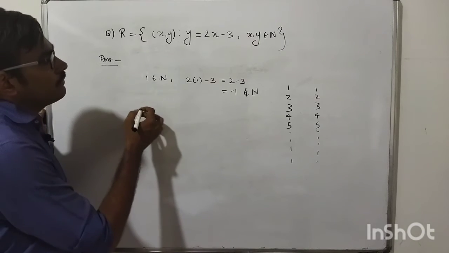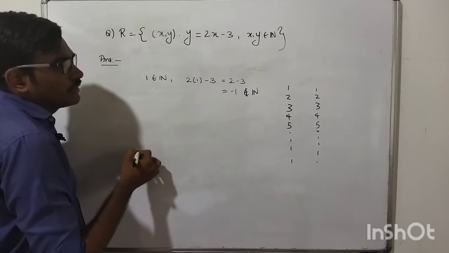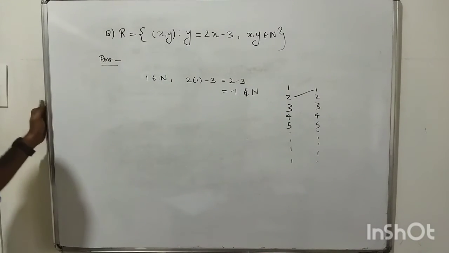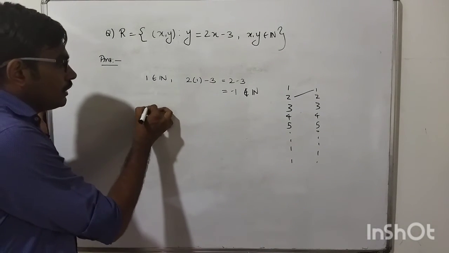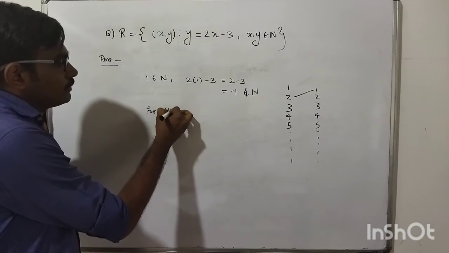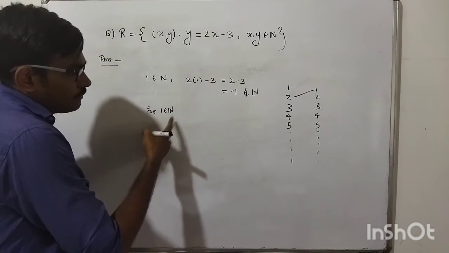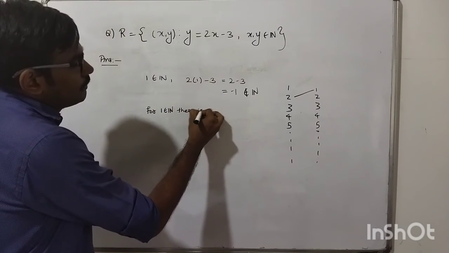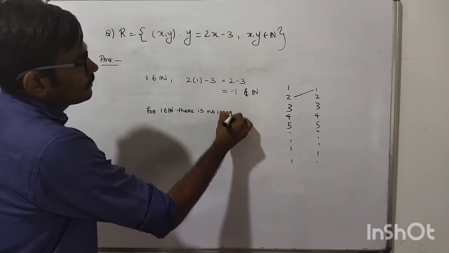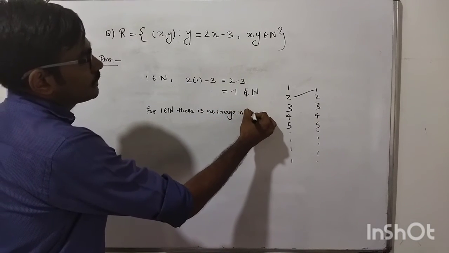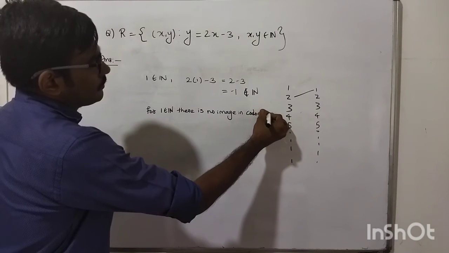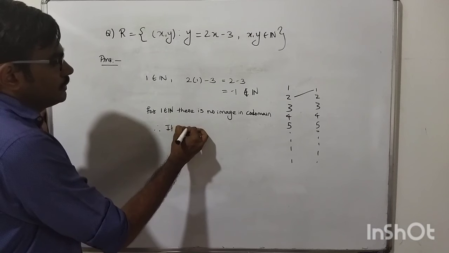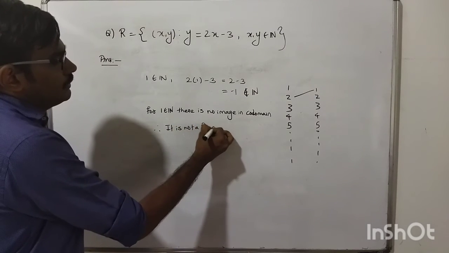Second element may have image. Second is what? 4 minus 3, 1. So it will have image. Third element will have image, but first element has no image. So for 1 belonging to the first set, there is no image in the second set, the codomain. Therefore, it is not a function.